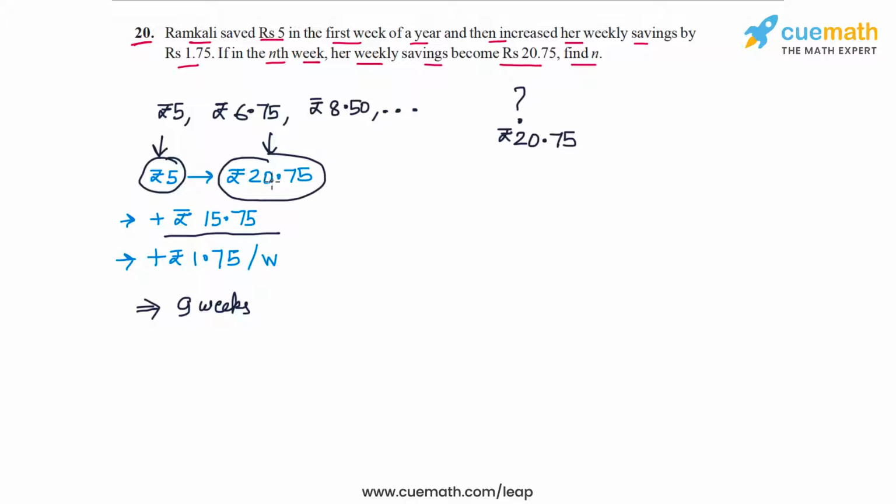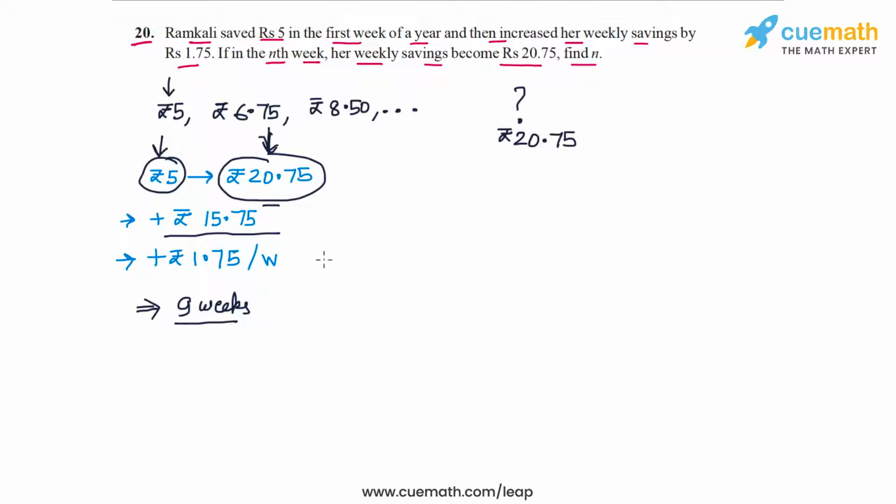So make sure that you understand this point carefully. Because rupees 5 corresponds to the first week, and there are 9 weeks that succeed the first week, after which the saving hits rupees 20.75, the week number, or the index of the week in which the savings become rupees 20.75, is 10. 9 plus 1, or 10.